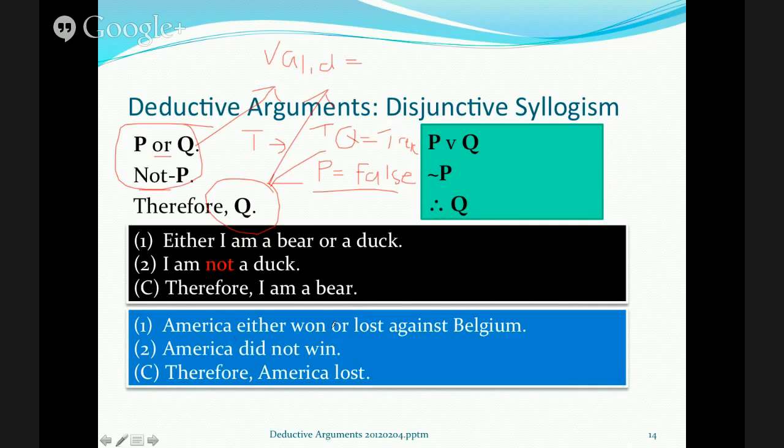So to give maybe an example that might be easier, America either won or lost against Belgium in a friendly match or in the World Cup. America did not win, therefore America lost. So this one we could say this way, A or B, not A, ergo B.